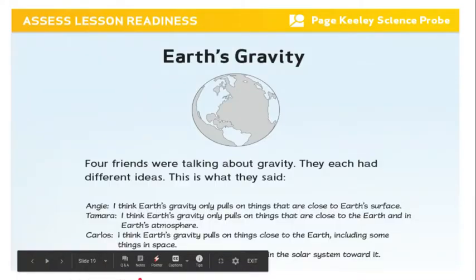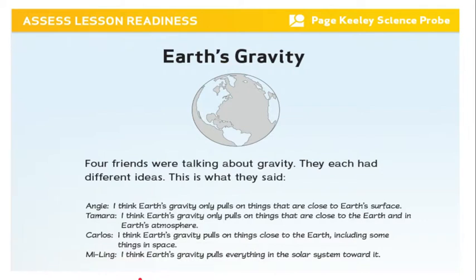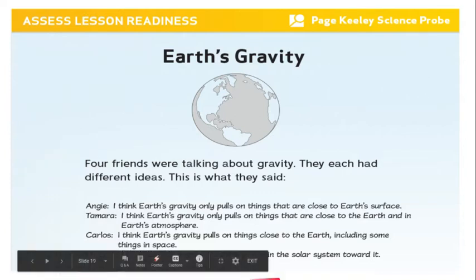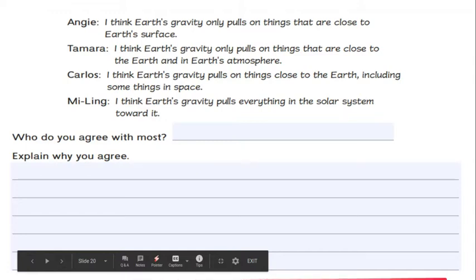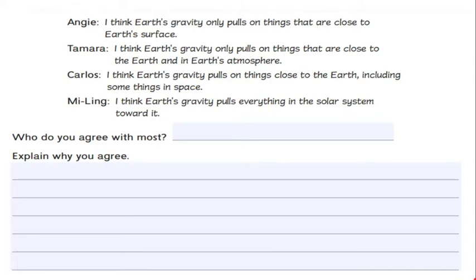All right. Well, that wraps up lesson 3, boys and girls, about objects in space. Here is our page, Keely. We're going to return to this and see if we need to adjust our thinking, or if we are better able to justify our thinking after learning what we learned. At the beginning of the lesson, I asked you to pick who you agree with: Angie, Tamra, Carlos, or Mei Ling. Now we're going to see whose thinking we should have agreed with the most. Now we can adjust our thinking if we need to.